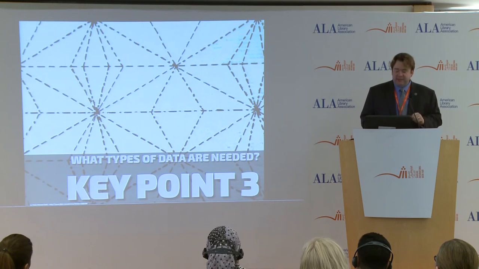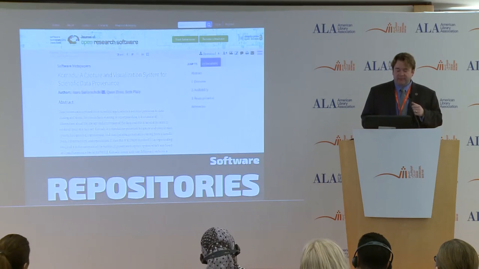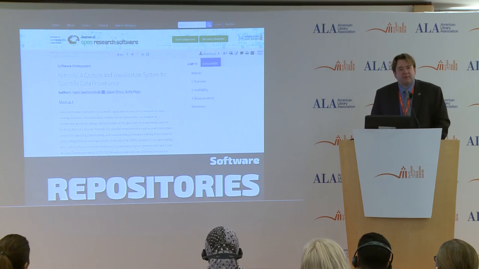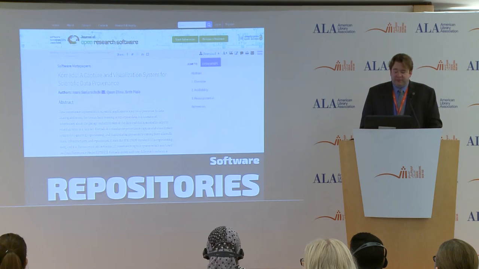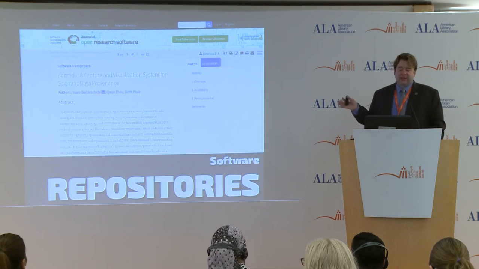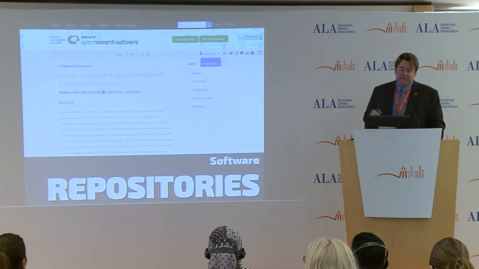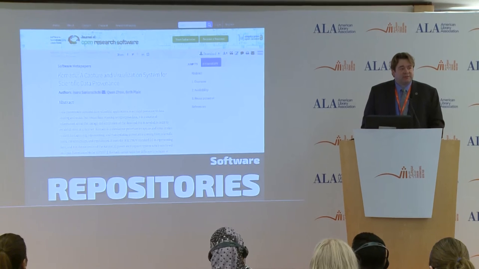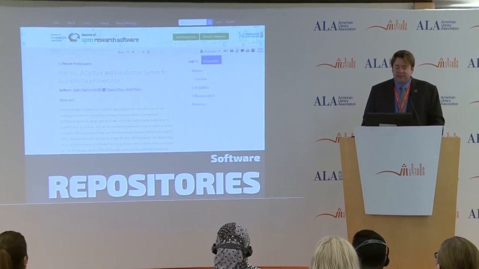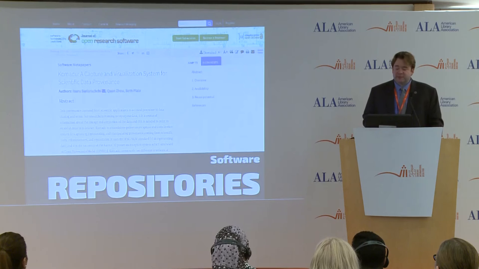So what types of data are needed? That's kind of my third key point here. One of the things I've talked about is libraries as repository. We're starting to see that with software. This is another group that I work with through Force 11, and they have their own Journal of Open Research Software. It's published by Ubiquity Press, which is an open access publisher. The key thing here is software. And what I have up here is another piece of software that's been developed by my research center called Comadoo. When they finished it, they wanted people to know the software existed and reuse it for their topic area, so they published it here with the Journal of Open Research Software.